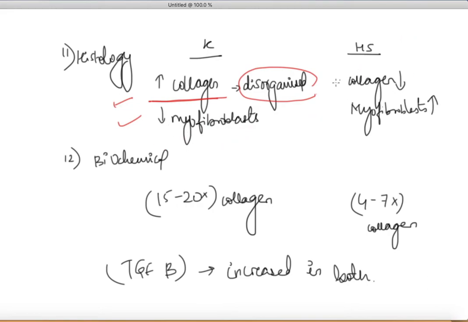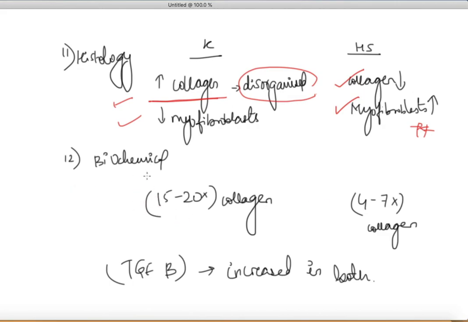In hypertrophic scar, the collagen component, as compared to normal tissue, is increased, but with respect to keloid it is reduced and myofibroblast content will be higher. That is why they do not go beyond the scar. It's because the myofibroblasts contract and they keep the margin within the borders of the scar.